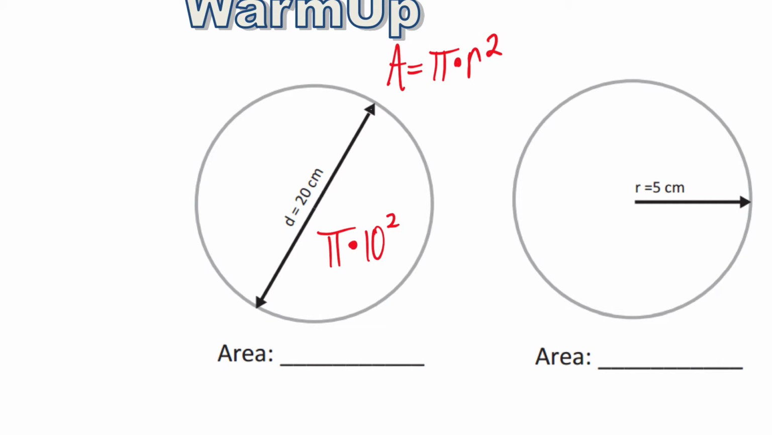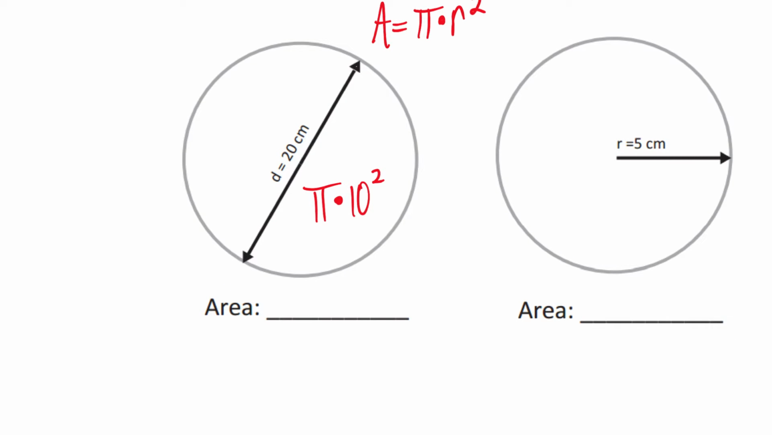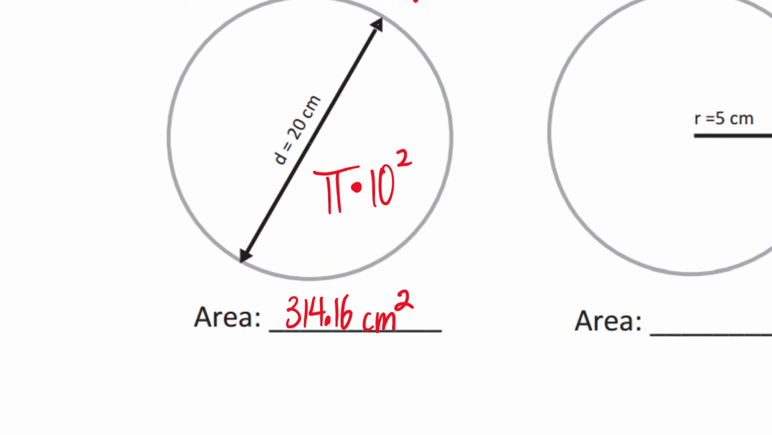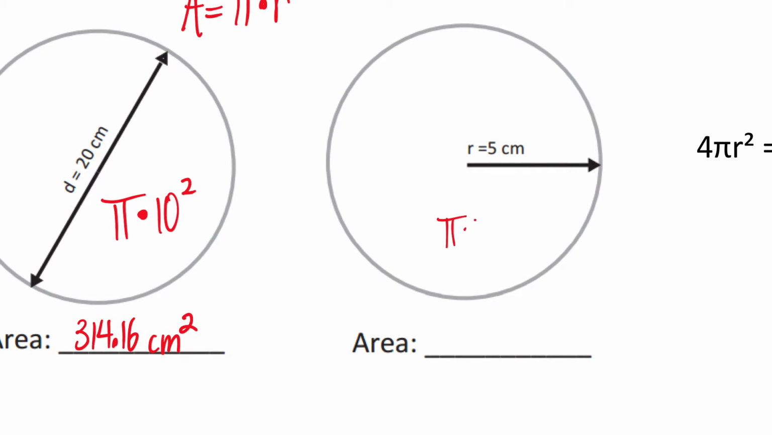10, half of 20. So pi times 10 squared. What does that give you? 314.16 square centimeters. Okay, on this one, pi times 5 squared. Which is what? 78.54.